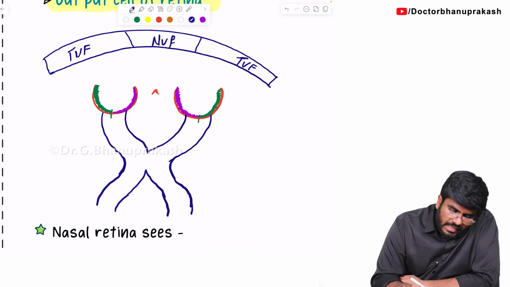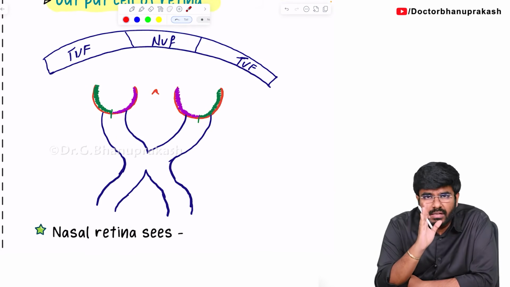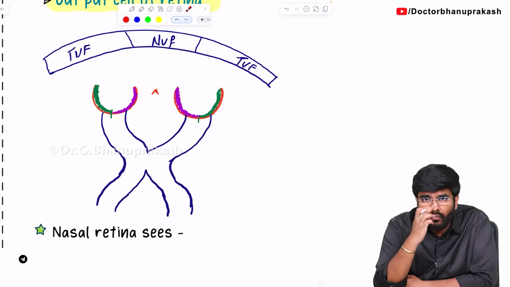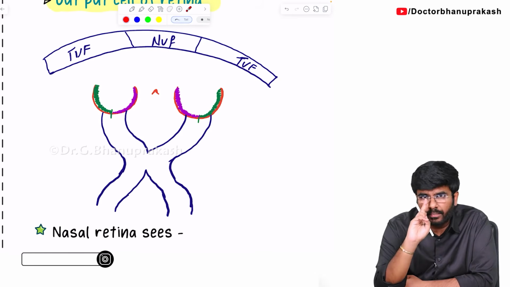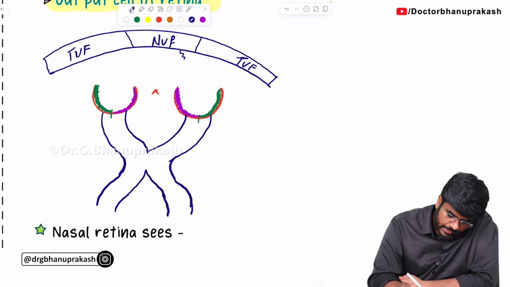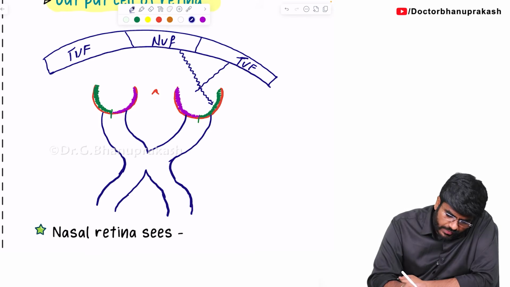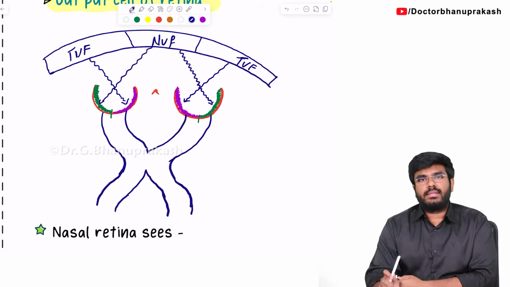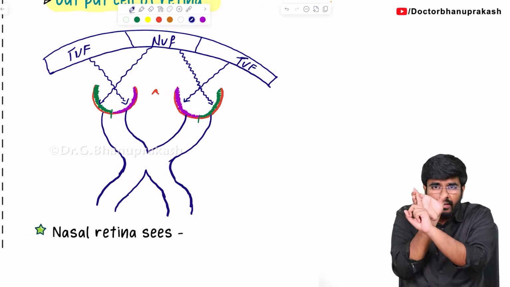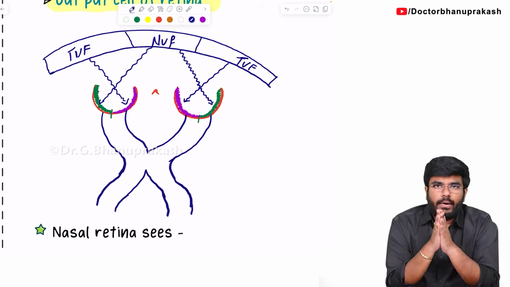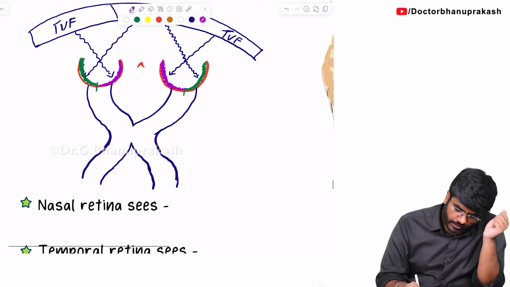Let me tell you. Always, the light rays from the nasal visual field will go and fall on the temporal retina, and the light rays from the temporal visual field will come and fall on the nasal retina. Look here, the nasal visual field falls on the temporal retina, and the temporal visual field falls on the nasal retina. Same here also. So you can say your nasal retina is always looking at the temporal visual field, and the temporal retina is always looking at the nasal visual field.